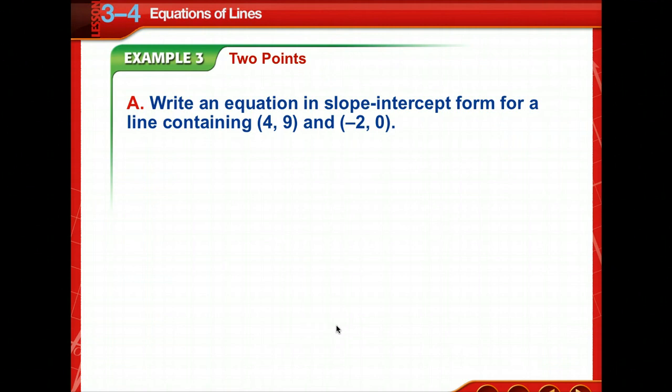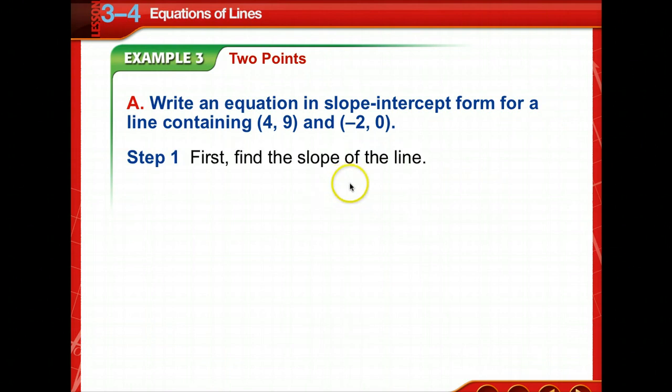Now, when the slope of a line is not given, we're going to use 2 points on the line to calculate the slope, which you've done before. Then we're going to use the point-slope or the slope-intercept form to write an equation of the line. So first of all, in order to write the equation of this line, we've got to find the slope.